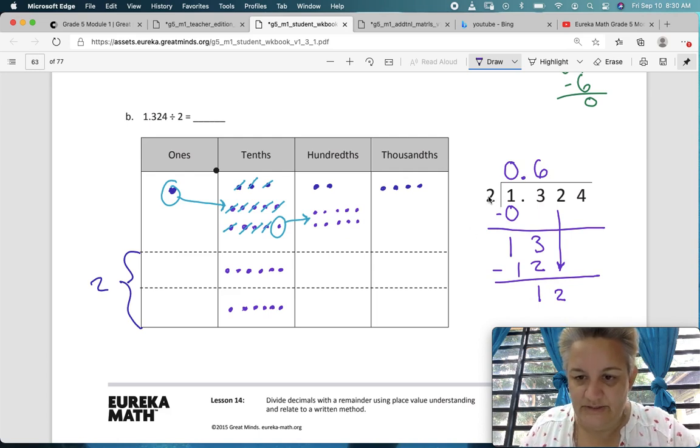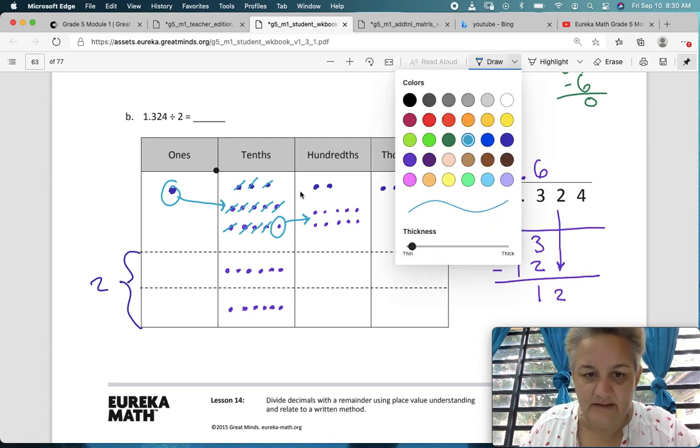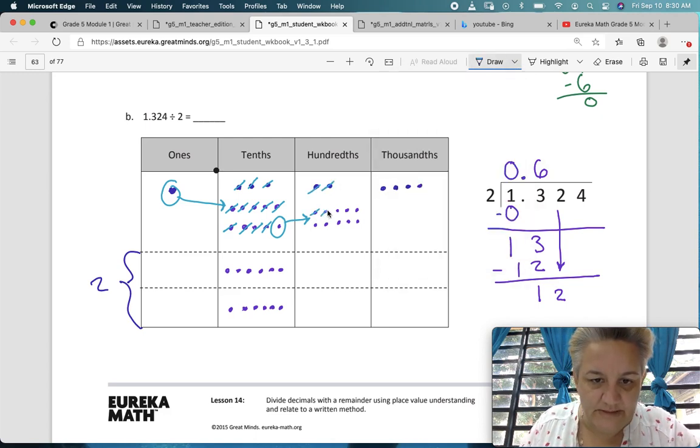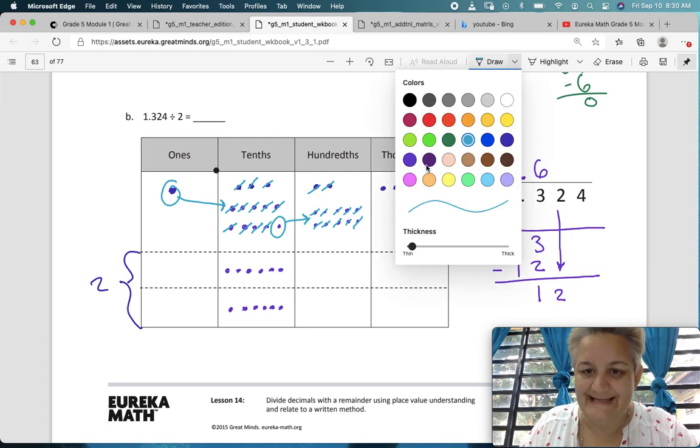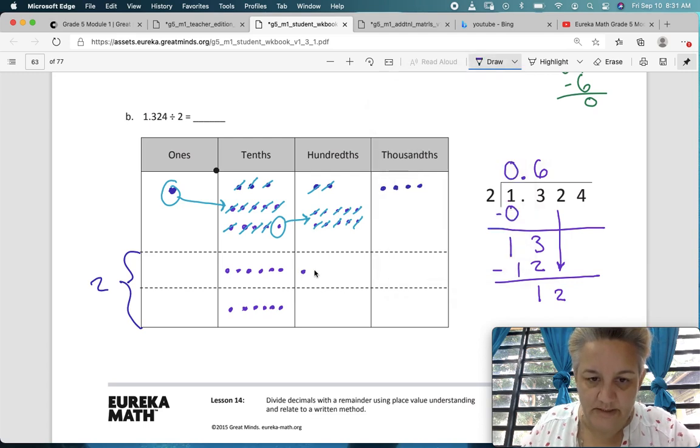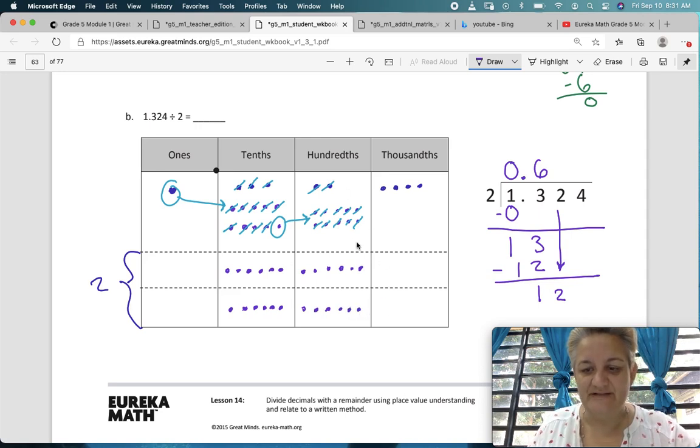And 2 goes into 12 6 times. So let's make sure that's what that is. 1, 2, 1, 2, 1, 2, 1, 2, 1, 2, 1, 2. That was 6 times. So 1, 2, 3, 4, 5, 6. Great. Do I have any leftovers?